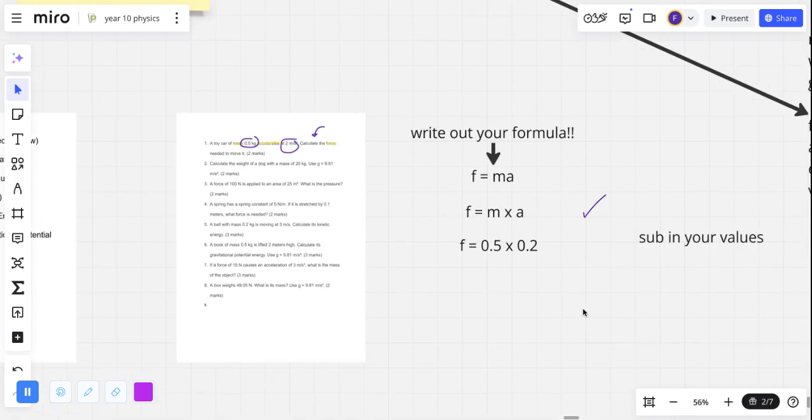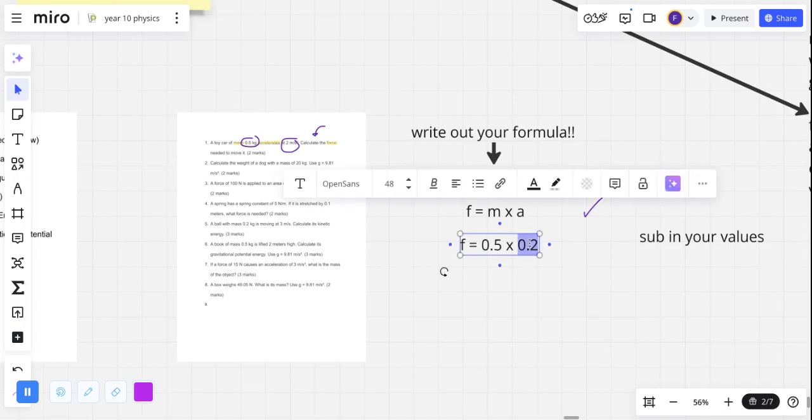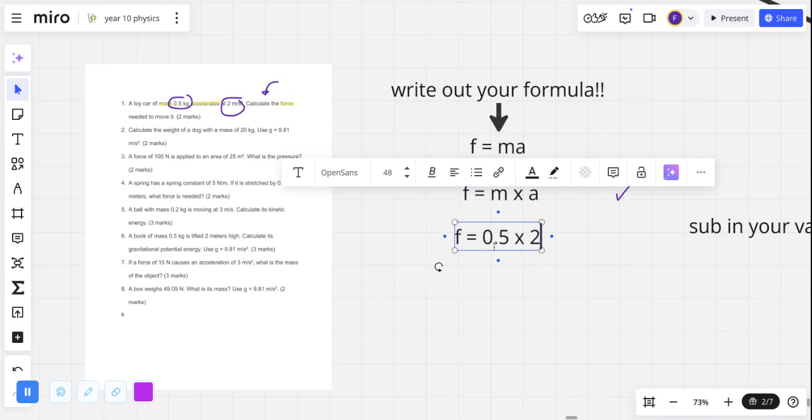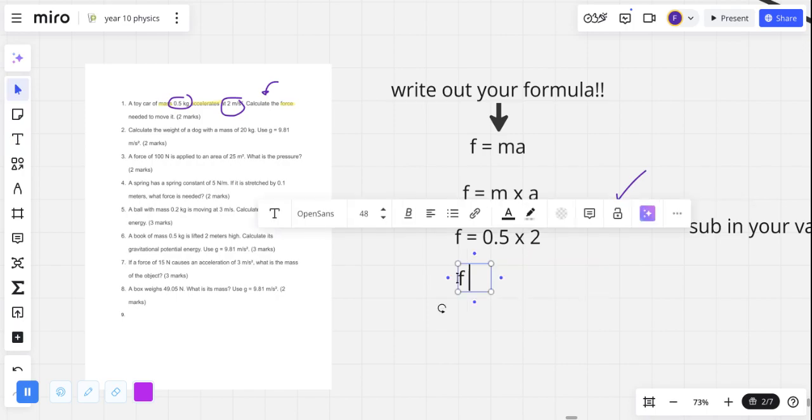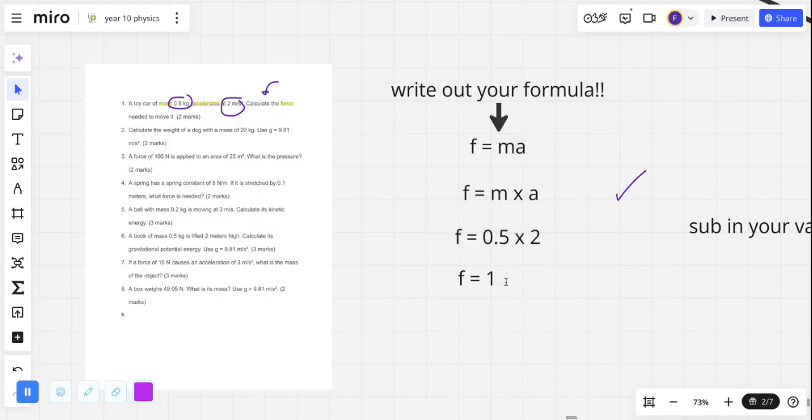At this point, was it 0.2? No, it was 2. Oh my God, no one corrected me. You didn't correct me. So 0.5 is the mass, the acceleration is 2. Even at this point, use a calculator. F equals 1 newton. I don't care if you remember newtons, I really don't. I'm not bothered.